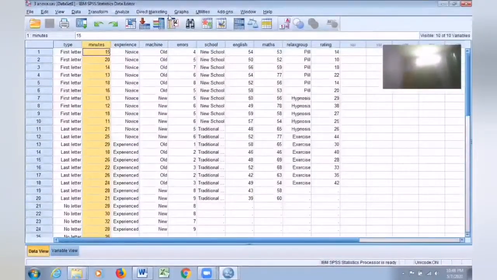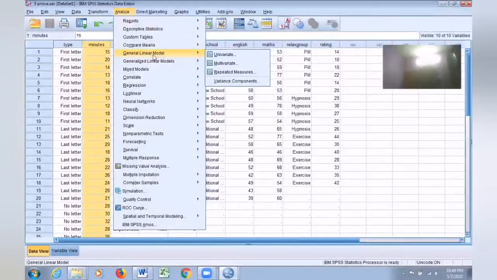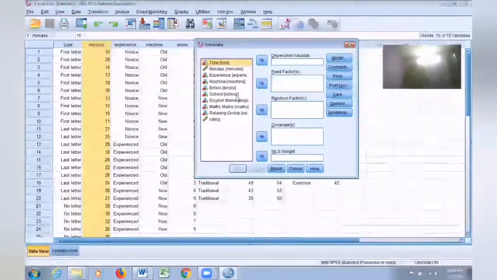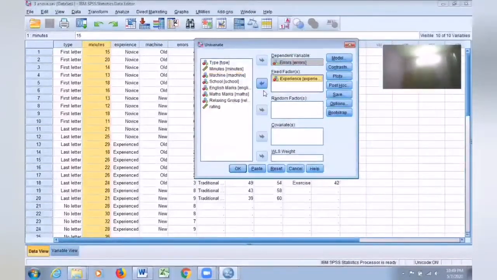Fine. So let me go to Analyze. In Analyze, please come to General Linear Model, GLM, and click on Univariate, because we are going to discuss one dependent variable. So the dependent variable, you send number of errors, and the fixed factors, you send experience and machine. So I've got one dependent variable and two independent variables. I'm going to conduct two-way ANOVA.